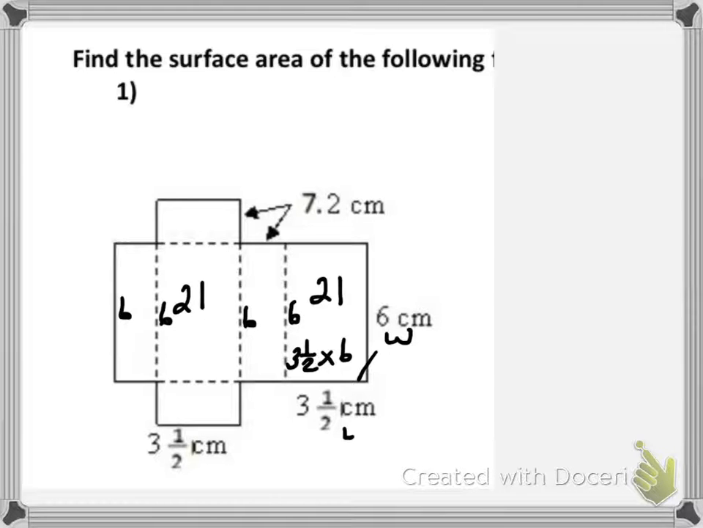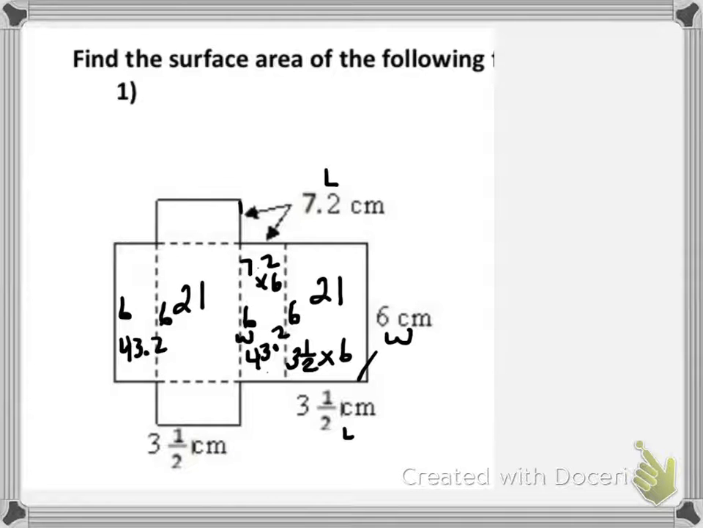I know it has a length of 7.2 and a width of 6. So we're going to multiply 7.2 times 6 to give us 43.2. So I know if the area of that panel is 43.2, all the way over here must also be 43.2. And then the last 2 panels we're going to look at are the top rectangle and the bottom rectangle. And those 2 have to have the same area as well.